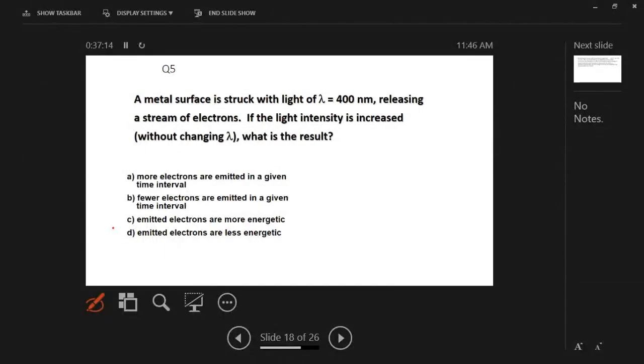What do you think about this one now? It says you are increasing the intensity without changing the wavelength. So basically, you are not changing the energy of each individual photon, but you are increasing the number of incoming photons. What do you think is going to happen?